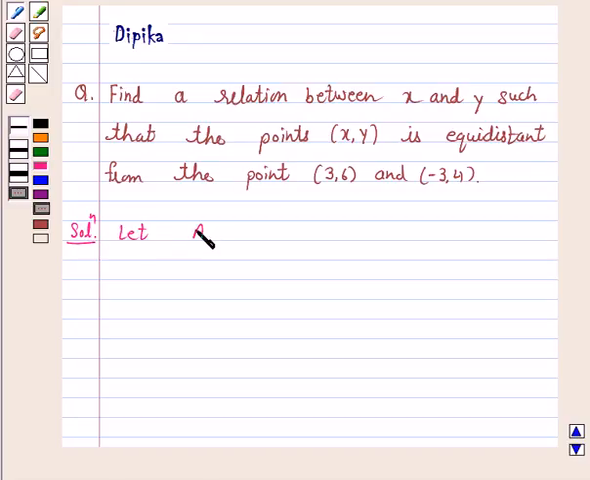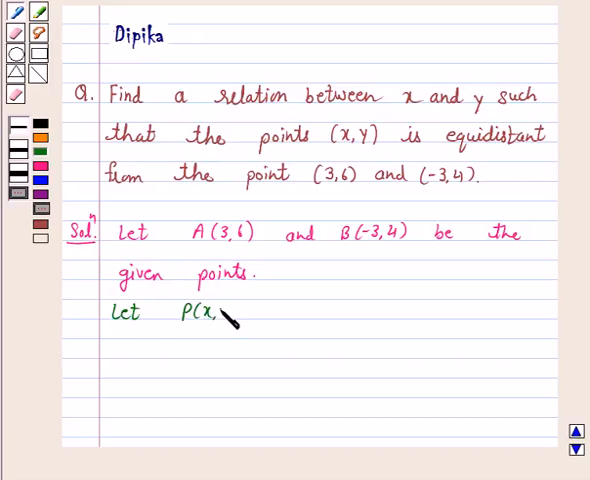Let A(3, 6) and B(-3, 4) be the given points. Let P(x, y) be the point equidistant from A and B. This implies distance PA is equal to PB.